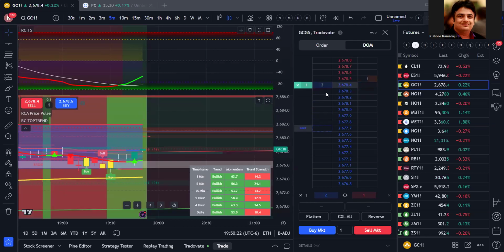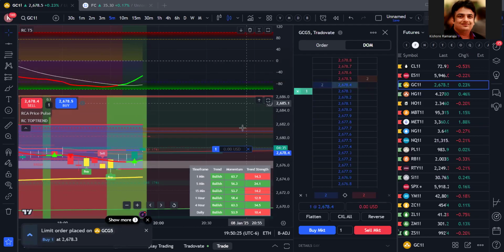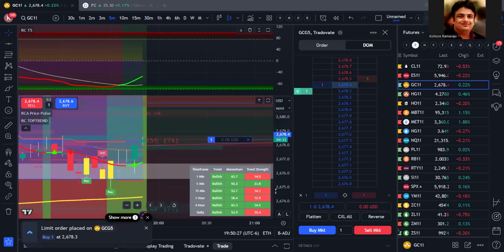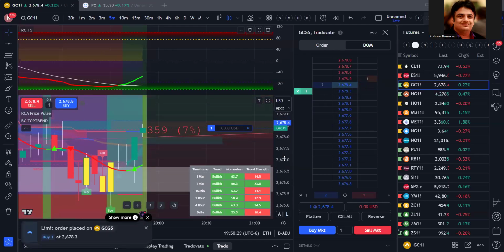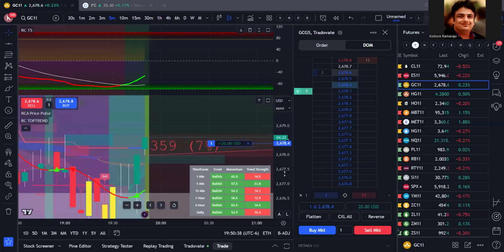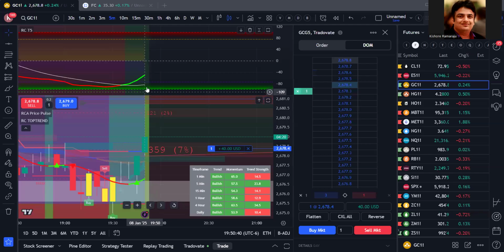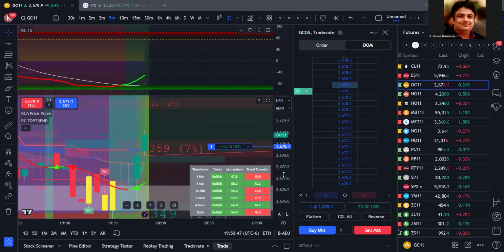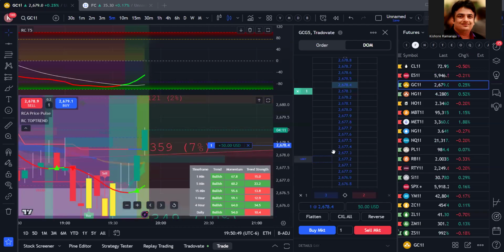So you can go and buy, take a long position in gold. There is a lot of gap here. If these two lines are very close to each other, we can avoid. But if there is a lot of gap, that means buyers are in full force, full control.